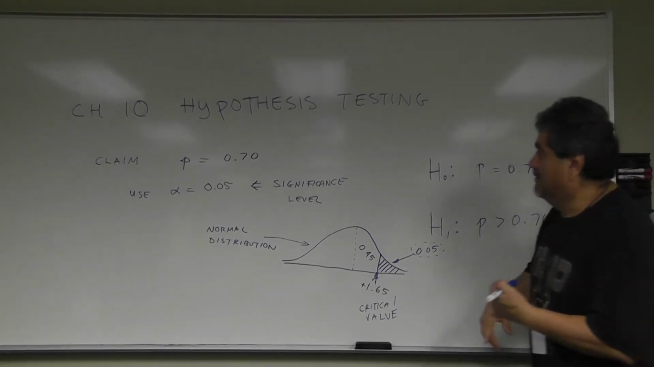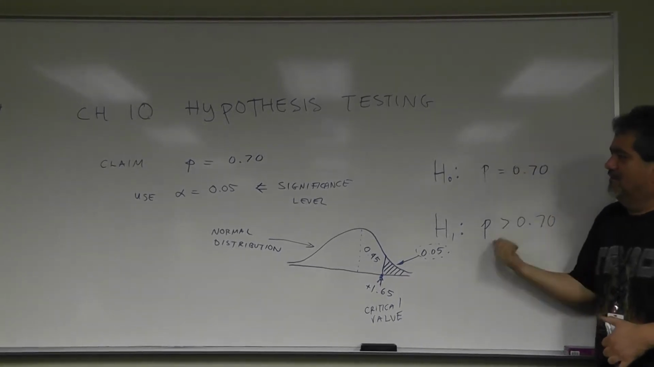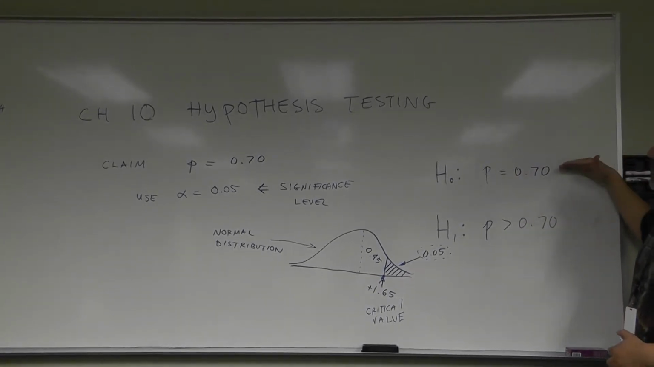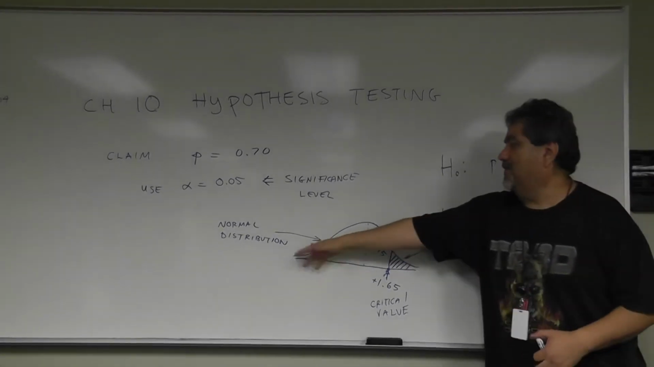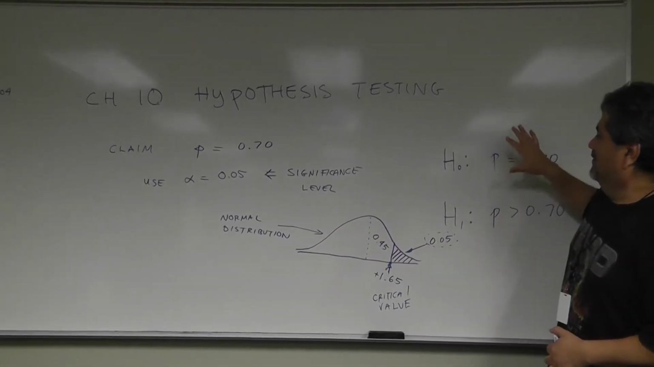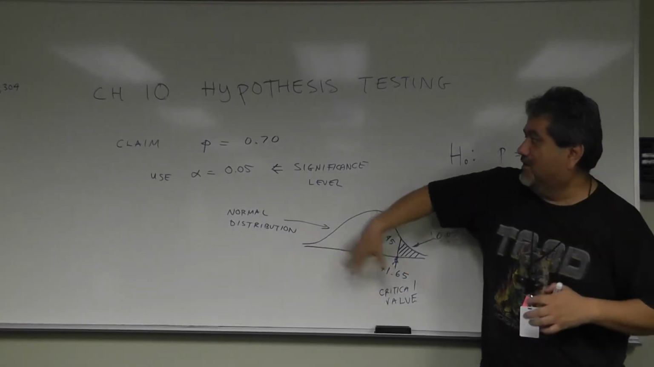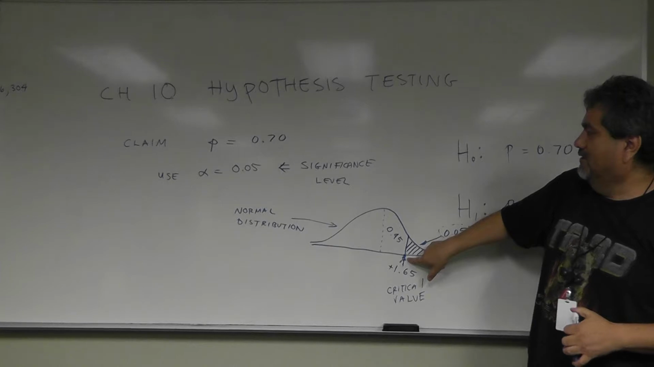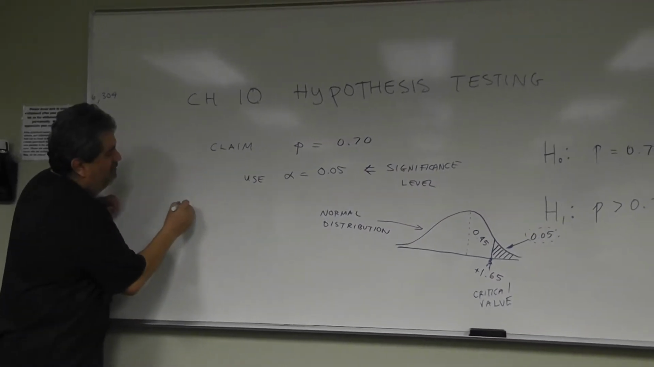So step number one will be to do the hypotheses. This one is always equal, does not know. This will be on the right hand side, or maybe on the left. Step number one, that will be the hypothesis. Step number two, you need to do the graph and then the cutoff. And step number three will be find the sample.